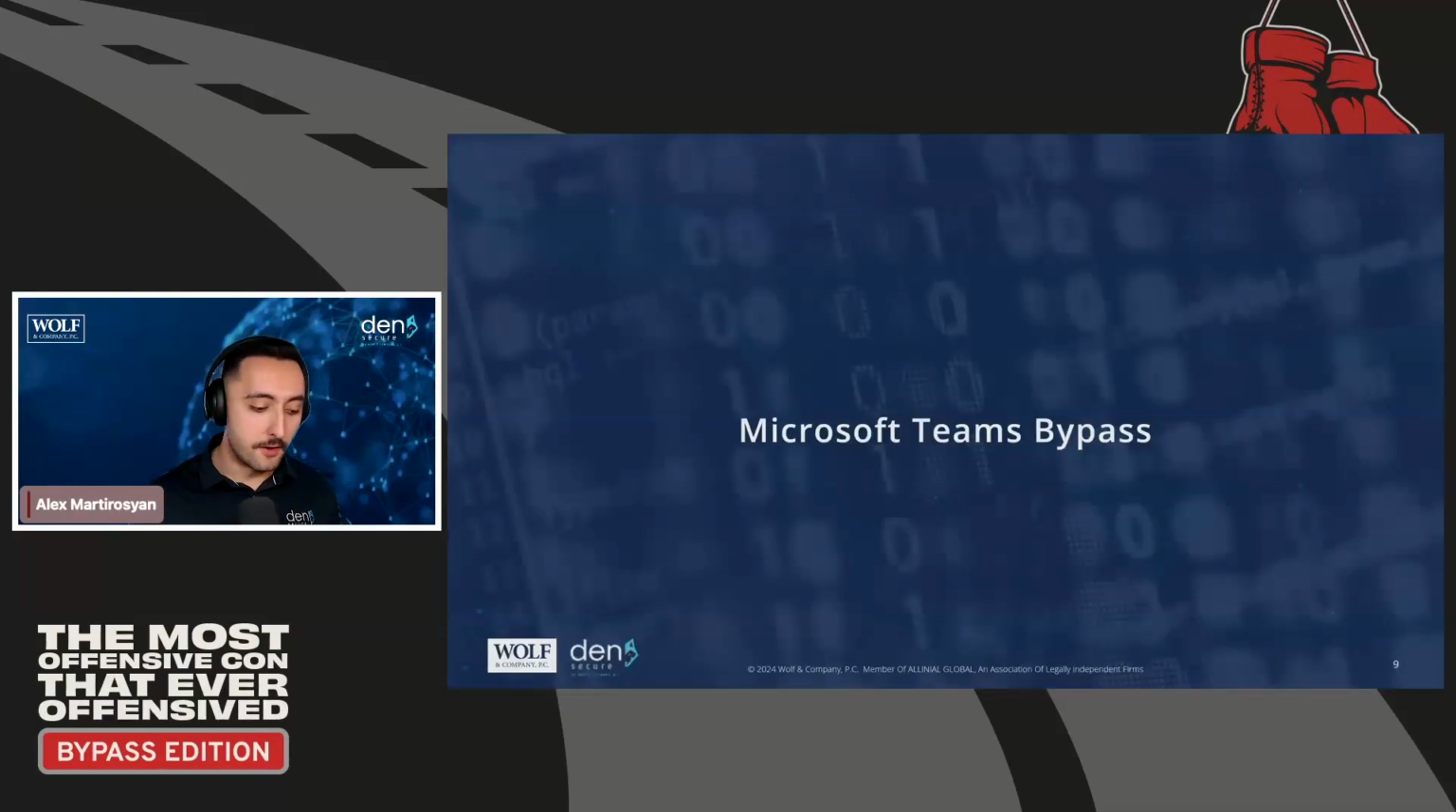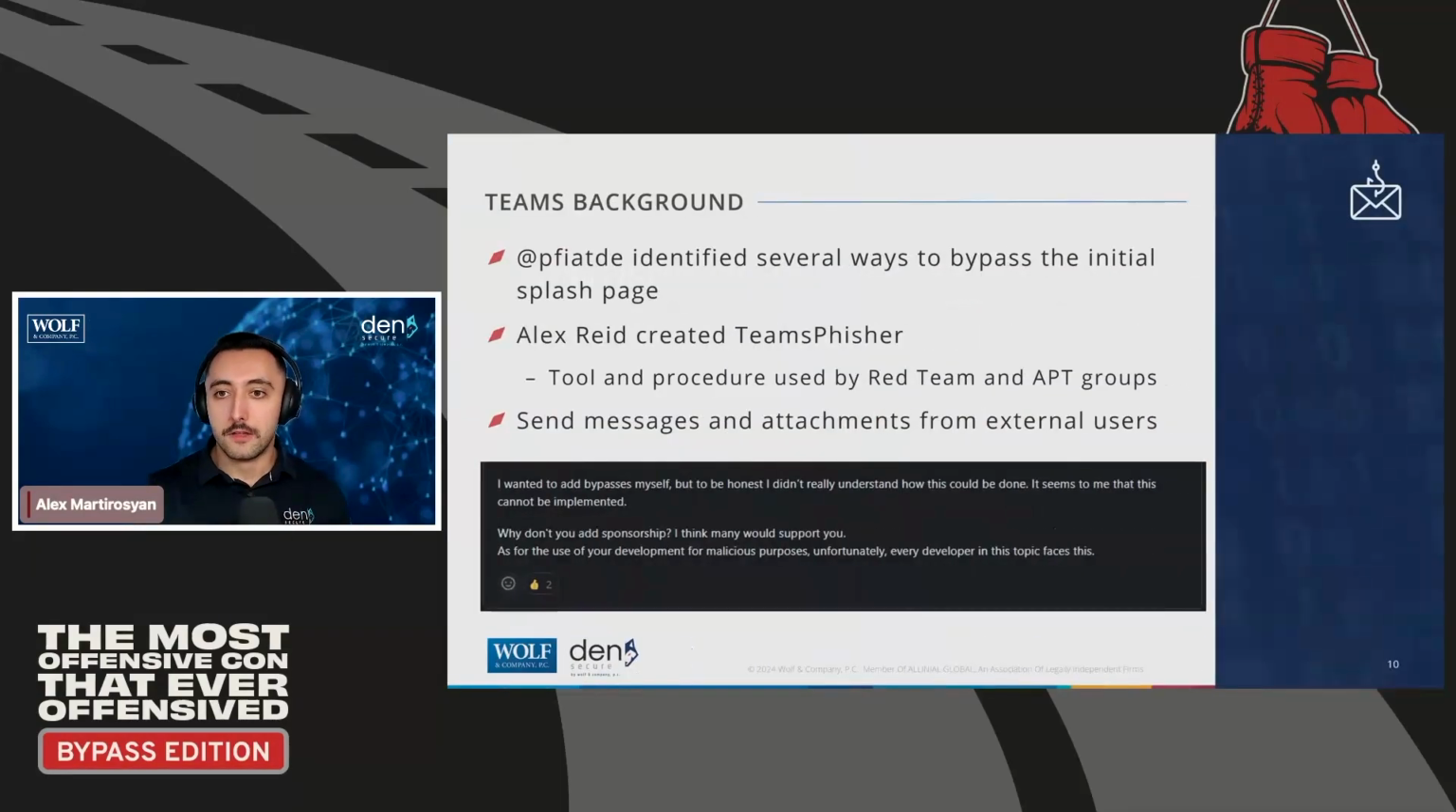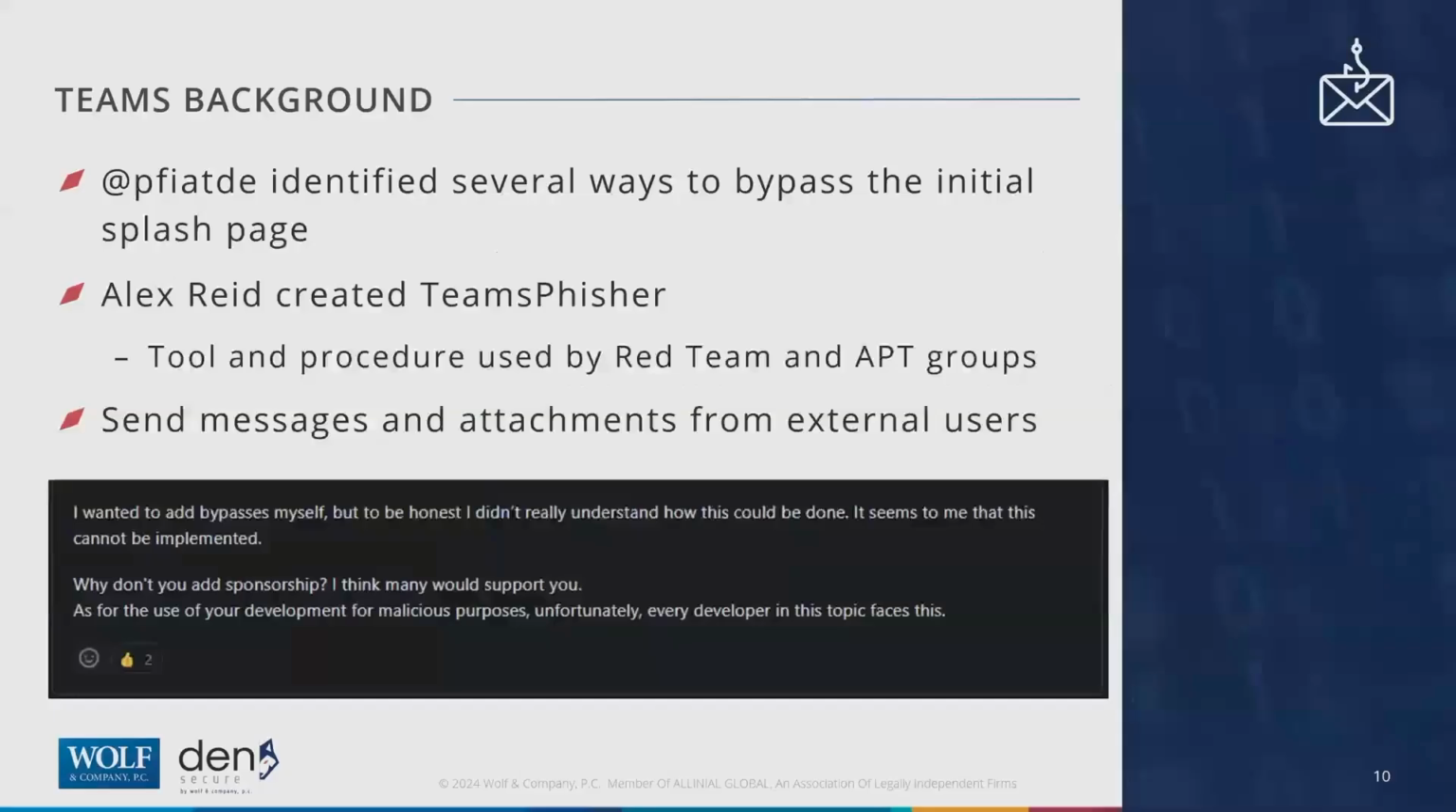So with that, a brief overview in terms of where we got here. Let's first talk about the first bypass that we have for today's session, which is Microsoft Teams. By default, Microsoft Teams, if you didn't know, is enabled for external communications. What that really means is that I, as a user of the wolfandco.com domain, can send a message to an external user of any organization.